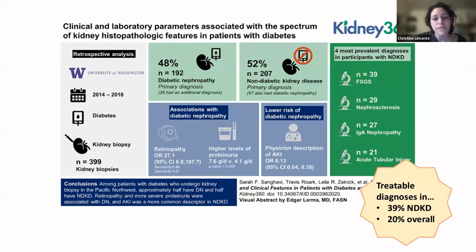non-diabetic kidney disease. And the features associated with diabetic nephropathy were retinopathy. This was actually pretty sensitive and specific, over 80%. And higher proteinuria was also seen with diabetic nephropathy, 7.6 grams over 4 grams. And a description of AKI was seen with non-diabetic kidney disease. Interestingly, hematuria was not predictive of non-diabetic kidney disease in this cohort. And overall, 20% of everyone biopsied had a treatable diagnosis. I found this to be less than what I expected.